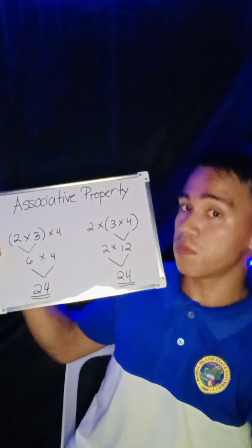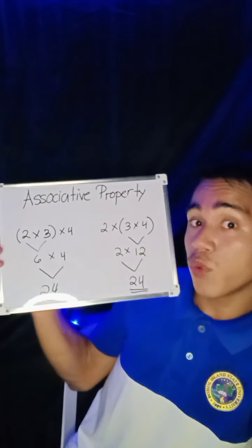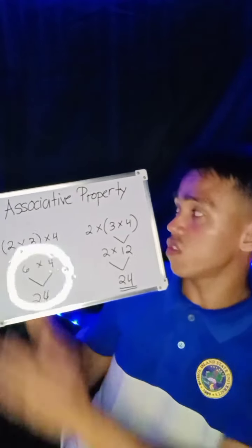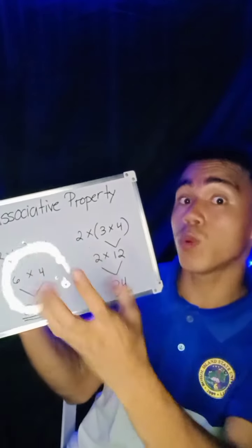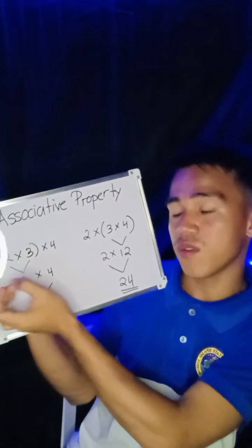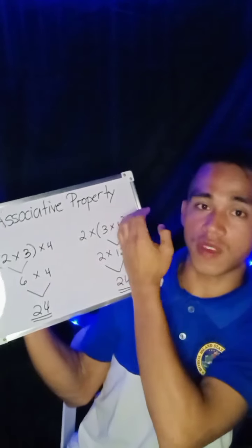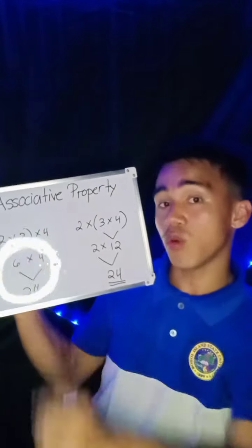This is another way of multiplication, which is associative. Associative, the word associative means grouping. So we group one pair first, and then another pair first. So this is the associative property.